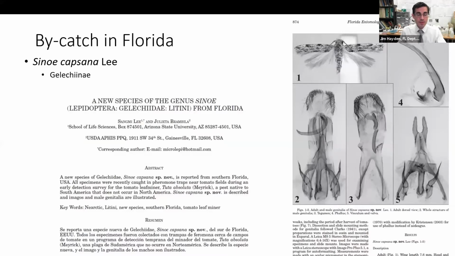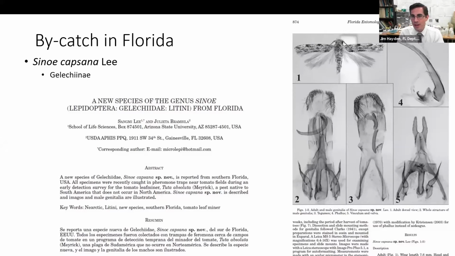And the species of Sinoe, Capsana, was an interesting discovery. A new species that was described based on trap catch. Yes, we're actually finding this genus in Tuta traps in other countries as well. So we know that in general, this genus is attracted to the Tuta absoluta lure. So everyone should expect Sinoe in their traps.